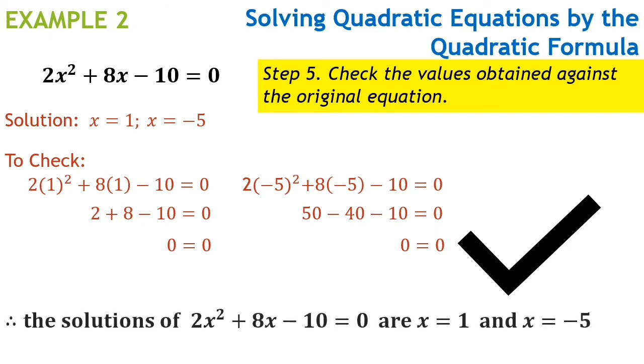Therefore, the solutions of 2x squared plus 8x minus 10 is equal to 0 are x equals 1 and x equals negative 5.